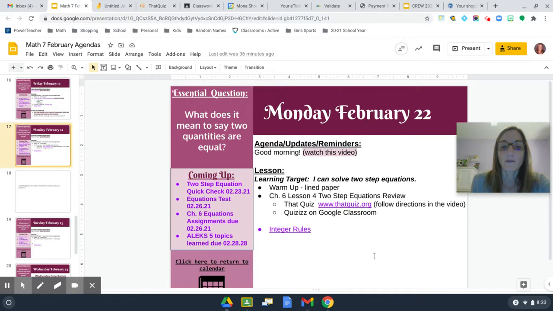And right underneath the warm-up here, so Chapter 6, Lesson 4, two-step equation review. So tomorrow on Tuesday, we're planning on a two-step equation quick check in Schoology, which is just an assignment grade. But to prepare for that and get ready for it, I have you doing 2 things. So you'll see where it says that quiz, and then it says follow directions in the video. So I'm going to show you those directions just in a few minutes.